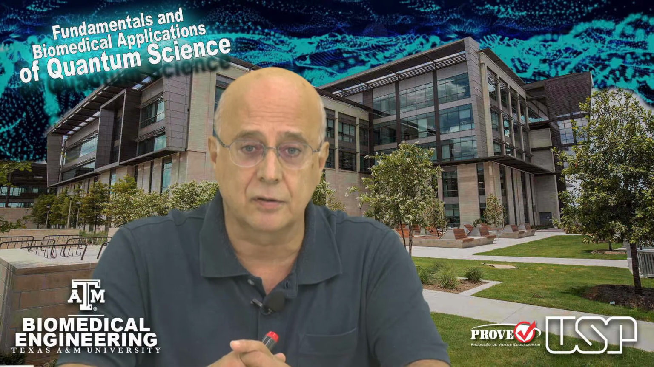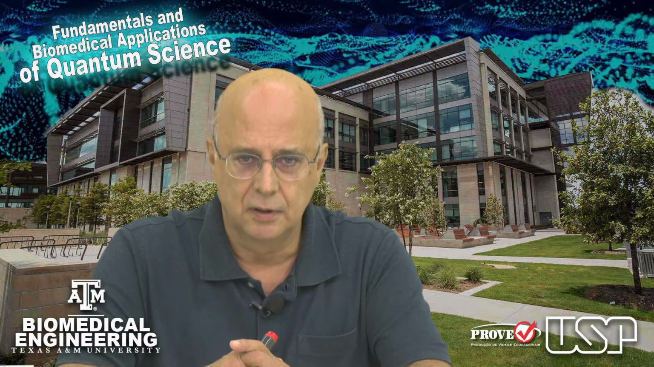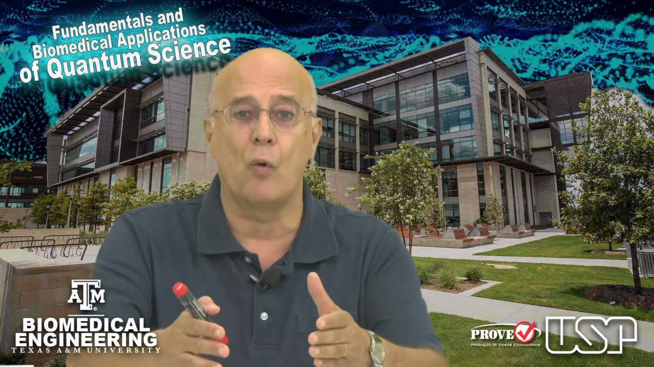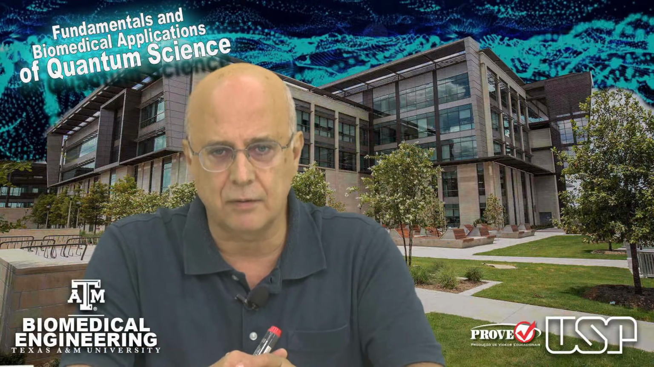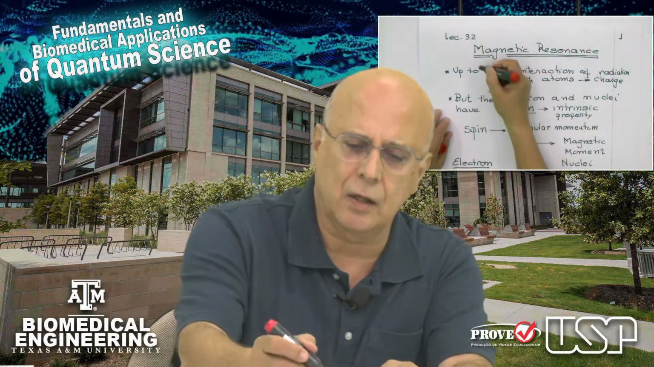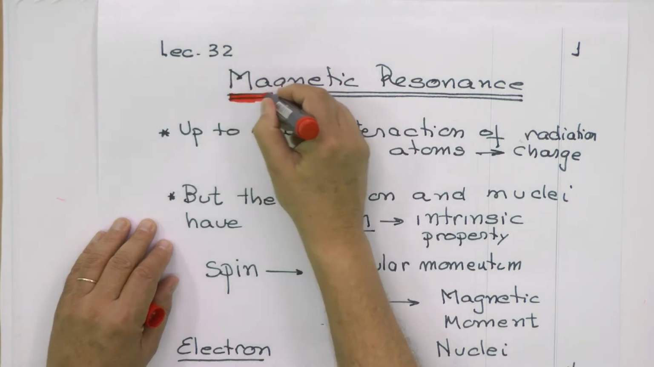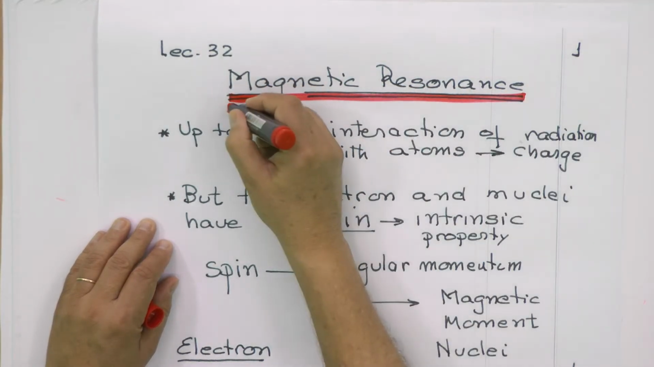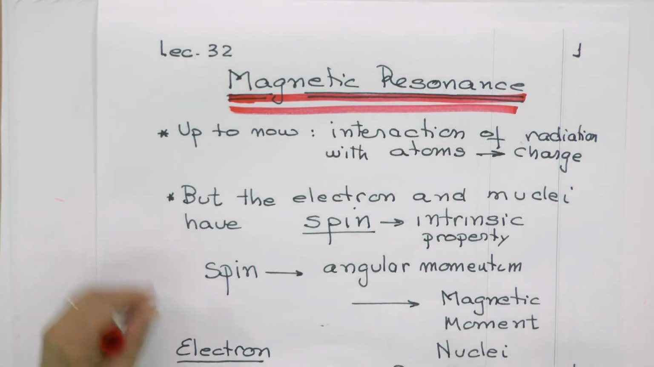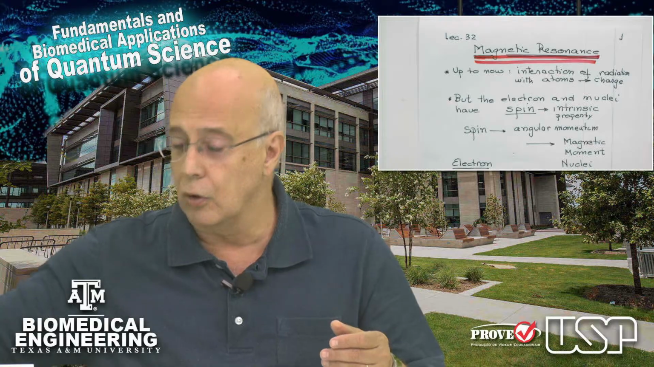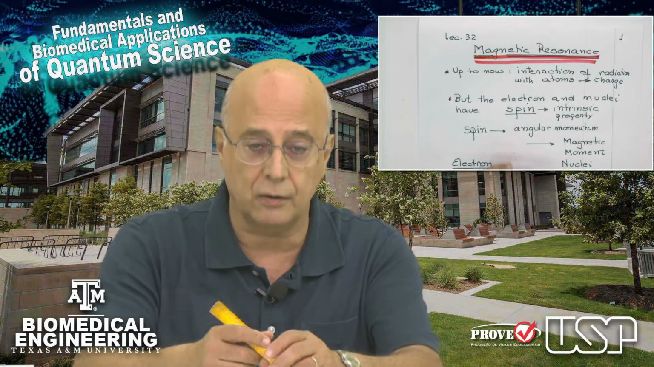And one of the techniques that is very important is magnetic resonance. You know, they call it magnetic resonance, and I hope you're going to understand now why we call it magnetic resonance. This technique of magnetic resonance relies mostly on the existence of a magnetic property on the particles that constitute matter in general.